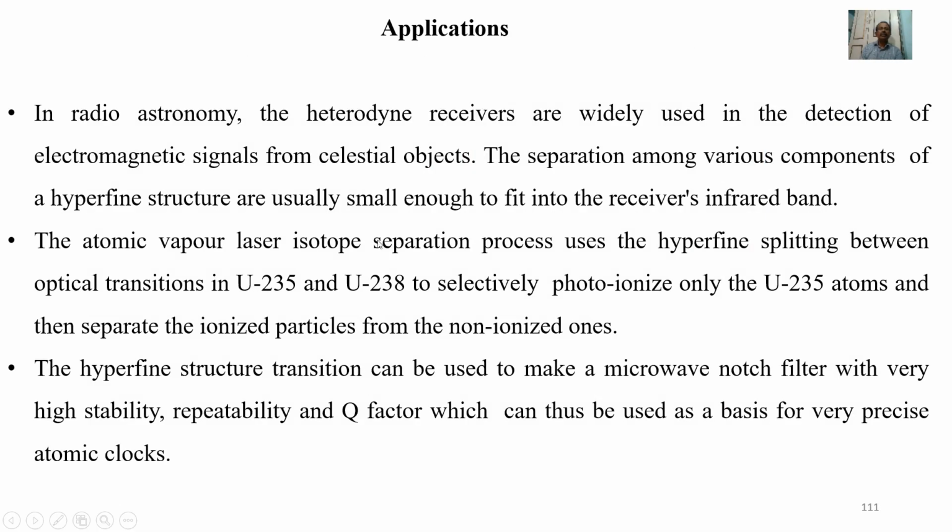Now, what are the applications? In radio astronomy, the heterodyne receivers are widely used in the detection of electromagnetic signals from celestial objects. The separation among various components of a hyperfine structure are usually small enough to fit into the receiver's infrared band. The atomic vapor laser isotope separation process uses the hyperfine splitting between optical transitions in uranium-235 and uranium-238 to selectively photoionize only the uranium-235 atoms and then separate the ionized particles from the non-ionized ones.